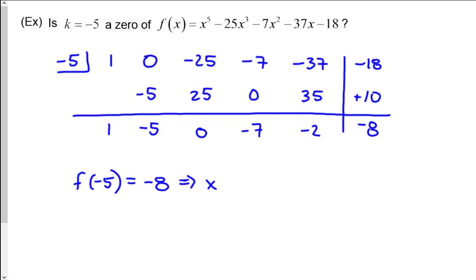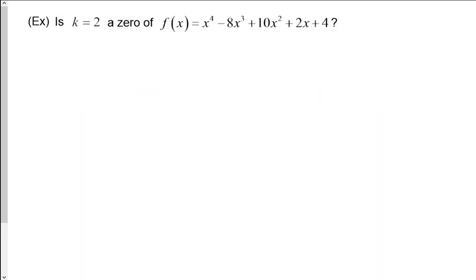So k equals negative 5 is not a 0. So only if the remainder equals 0 is that the case.